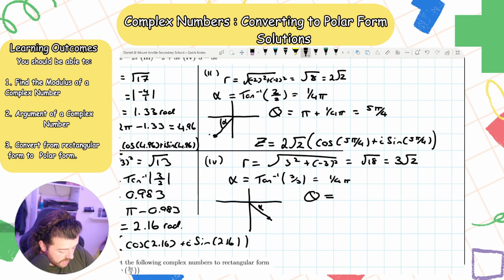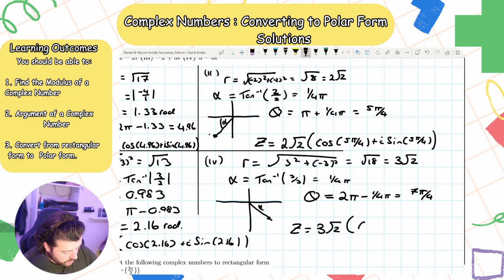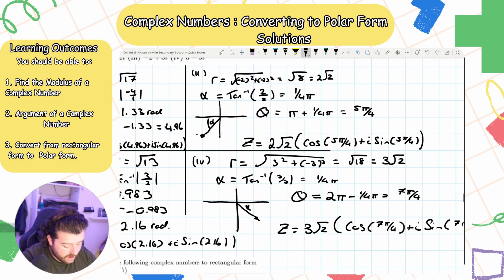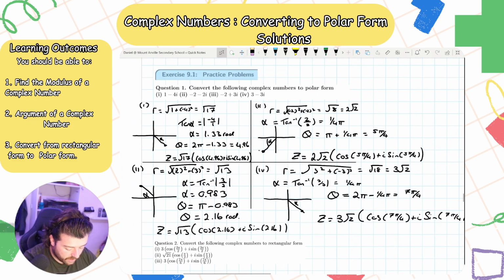My argument then, I'm in the fourth quadrant, so it's 2 pi minus a quarter pi, which is equal to 7 pi over 4. Therefore, my polar form is equal to 3 root 2 times cosine 7 pi over 4 plus I sine 7 pi over 4. And there are my solutions for that question.